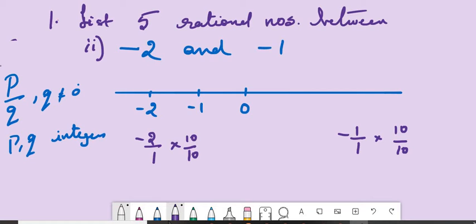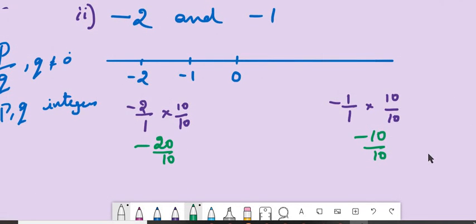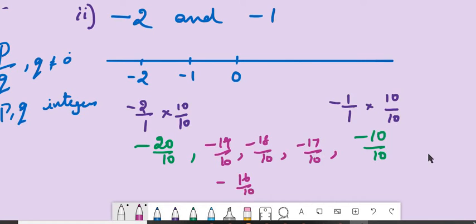Now what is -2 by 1? It can be rewritten as -20 by 10 and -1 by 1 can be written as -10 by 10. Isn't it easier to list 5 rational numbers between these two numbers? Definitely yes. So what are these numbers? Let me change the color of my pen. As the question is minus 20 by 10 and minus 10 by 10, inserting numbers in between, can I write minus 19 by 10, minus 18 by 10, minus 17 by 10, minus 16 by 10, so on, reducing in the same way. You can take it up to minus 12 by 10 and minus 11 by 10.